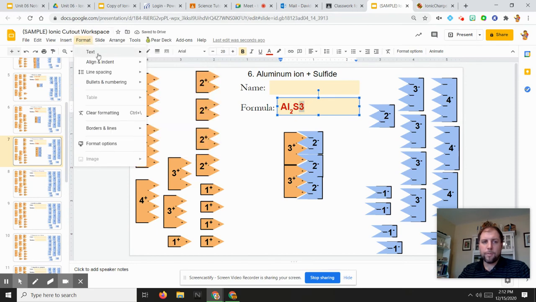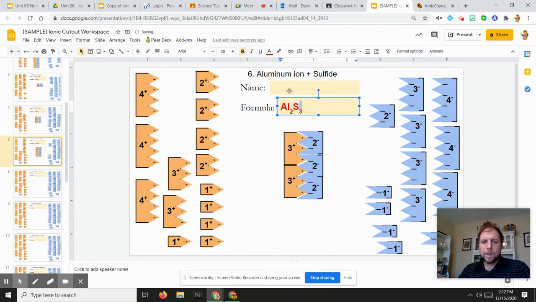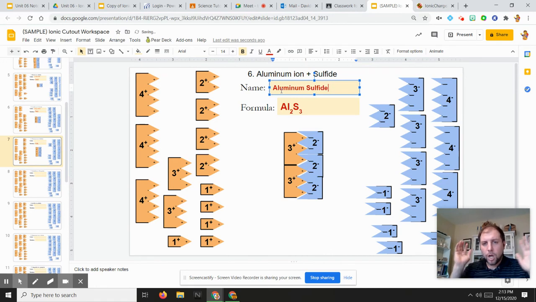Let me go to format, text, subscript. By the way, I skipped the name of this. It's so easy. It's aluminum sulfide. Aluminum sulfide is the name of this ionic compound, made with 2 aluminums for every 3 sulfurs.